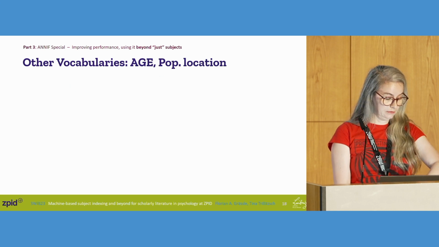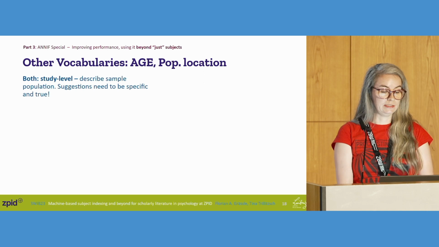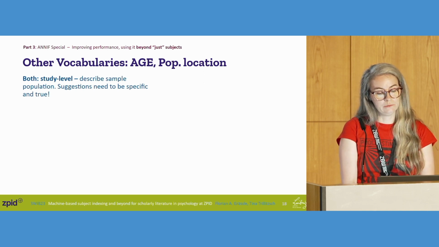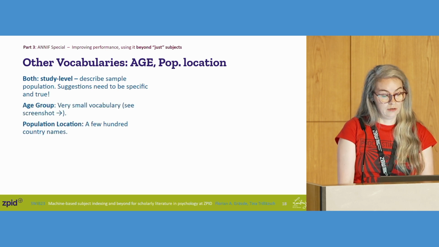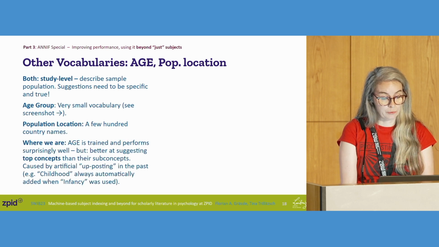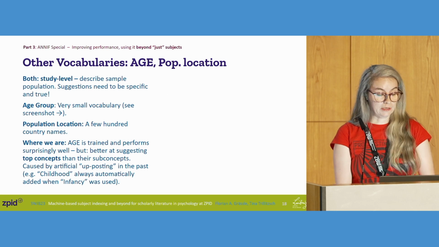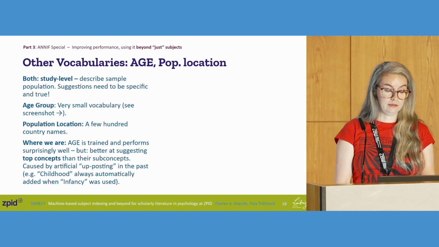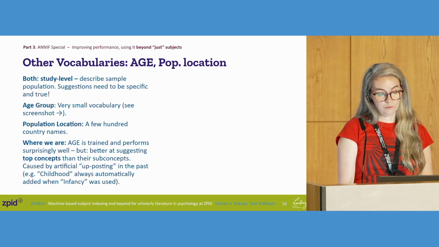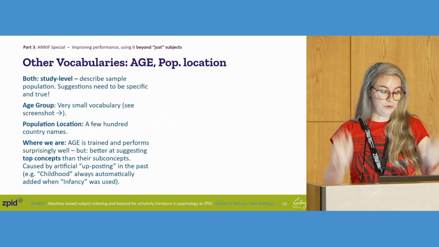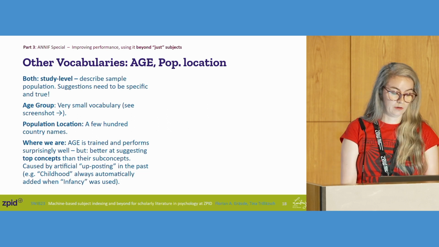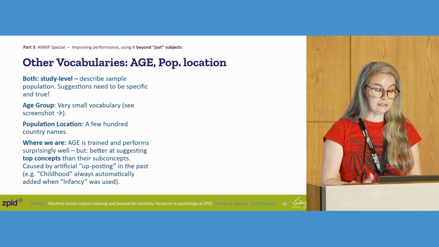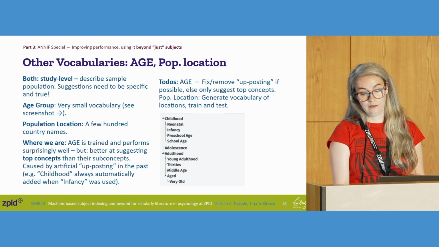Yes, and finally, the other vocabularies, just very quickly, I already talked about them a bit. For this, we needed them to be pretty specific and true. Where we are with that, age is trained and performs pretty well, but it's better at suggesting top concepts than their sub-concepts, which is possibly due to artificial upposting, which was done in the past in our database. So childhood was always automatically added when an indexer used infancy.